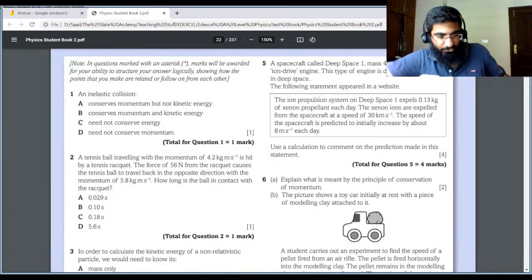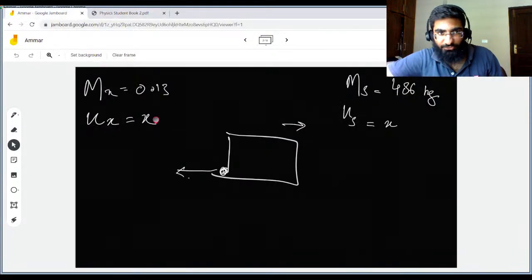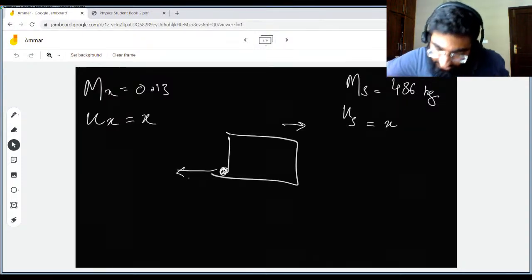You carry something and you're moving forward. As you run forward, you and the thing you're holding have the same speed. That's the initial stage, before the xenon is released. Then when the xenon gets released, we do not have the velocity of the spacecraft. We are told that v is equal to x plus 8.